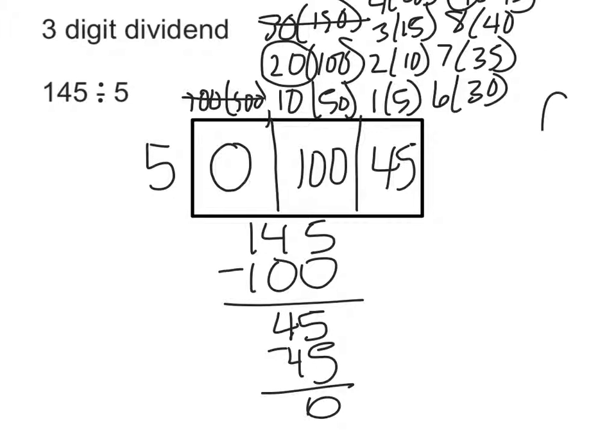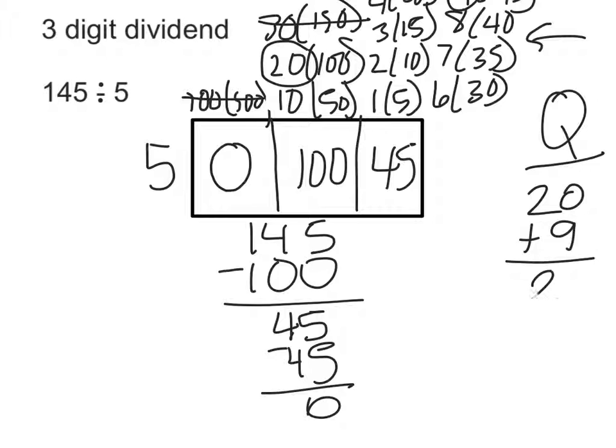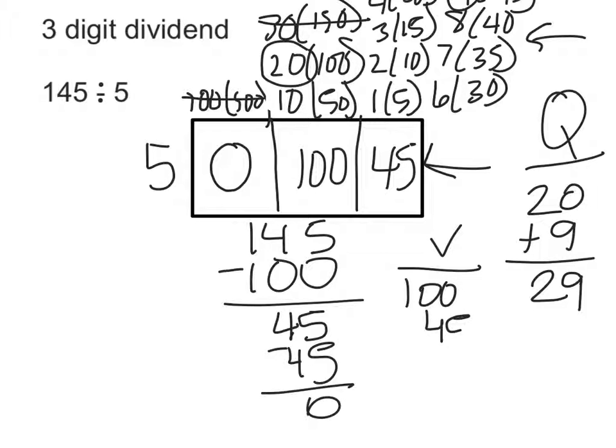To find my quotient, I add my partial quotients up top, which was 20 and 9. So 20 plus 9 is 29. To check myself, I add the middle piece, so 100 plus 45, my partial products, and I get 145. So I am correct. The quotient is 29. Just to practice another one with 3 digits, 543 divided by 6.